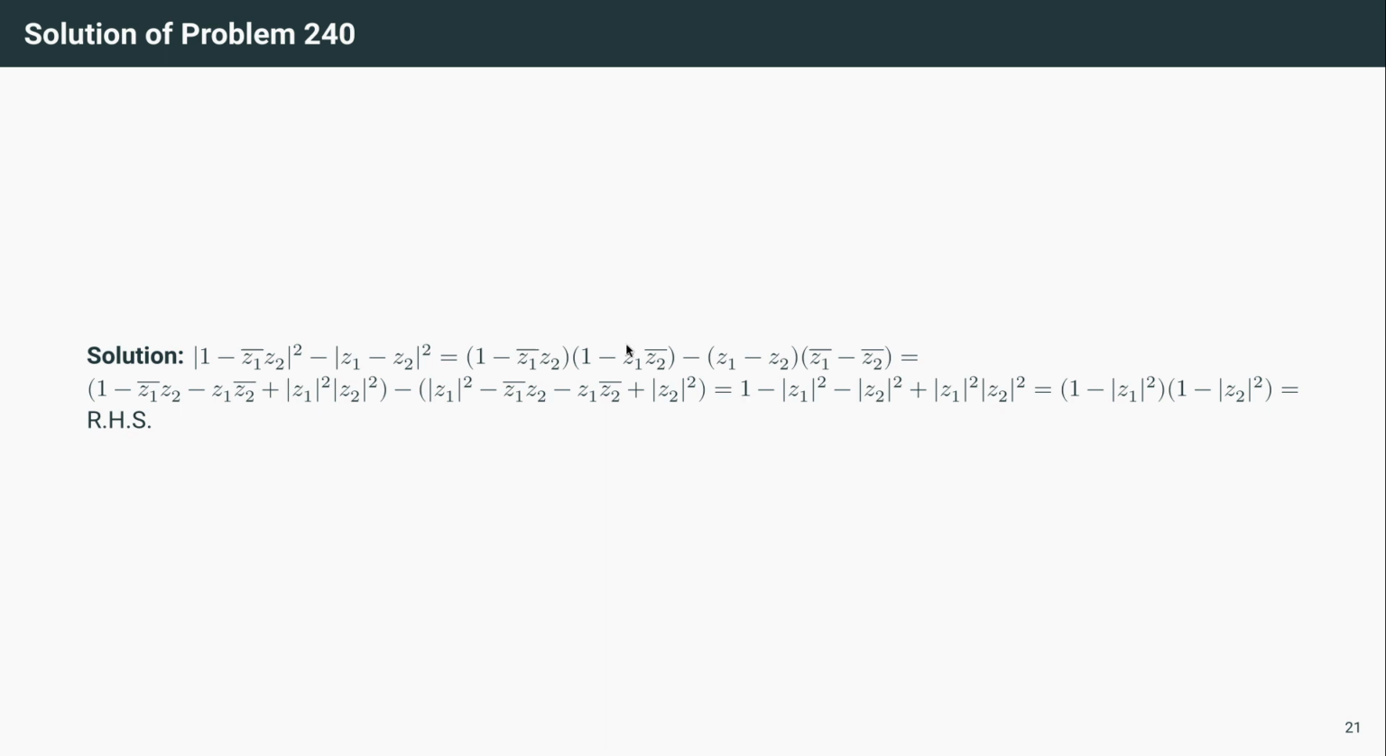If you multiply these two, you will have minus |z1|² - z1 bar z2 - z1 z2 bar + |z2|². So you'll see these two terms will get cancelled, and we will have 1 - |z1|² - |z2|² + |z1|²|z2|² = (1 - |z1|²)(1 - |z2|²). This is our right hand side.